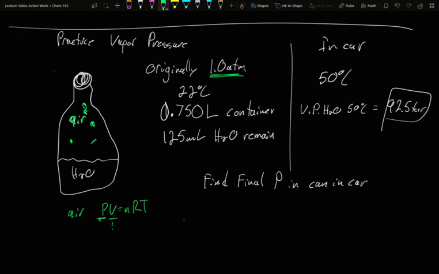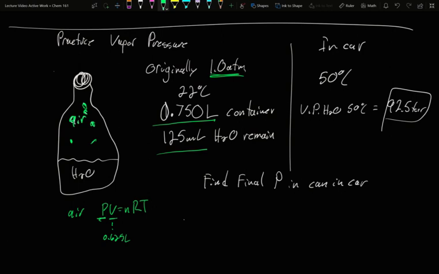Volume. Do we know volume? Well, sort of. We know the size of the container, but there's water in it. The air is only in this section of it. And so we'd have to find the difference there, but we can solve that. 750 minus 125, so 625. So 0.625 liters. That is the air space. Notice how much space is left that isn't the liquid. So I do know my volume, I know my starting temp, I could find my moles.